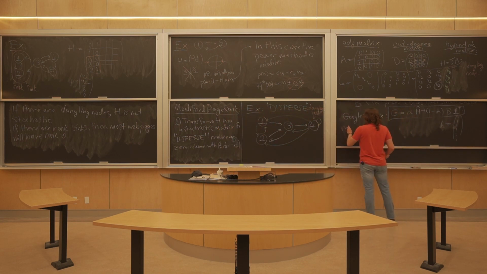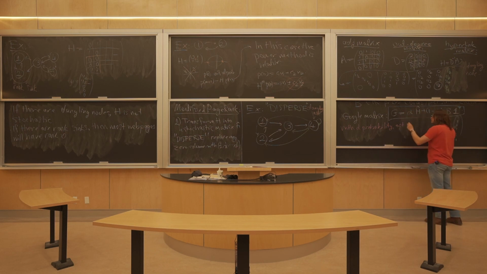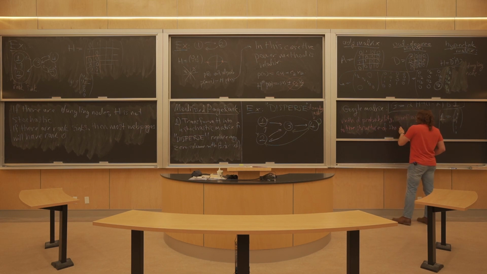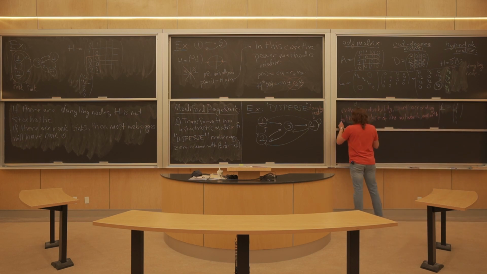So with alpha probability, act or surf according to the structure of the network, and with 1 minus alpha probability, act or surf according to your biases.